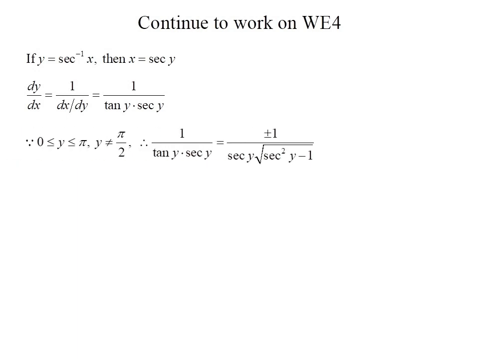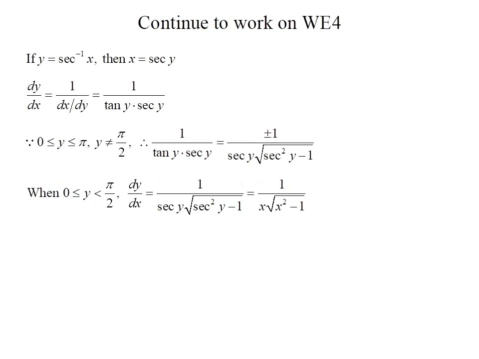Since the range of y is between 0 and pi, including both endpoints but the point pi over 2, tangent y equals plus or minus the square root of the square of secant y minus 1, and the plus or minus sign depends on which quadrant y falls into, so we need to discuss it.